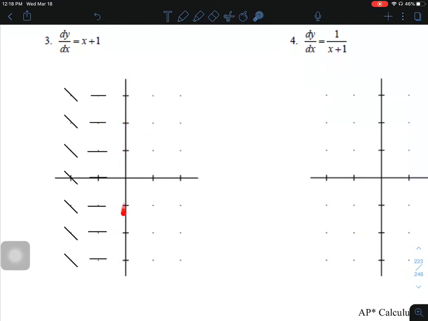In this column, all the x values are 0. 0 plus 1 is 1 every time, so all these slopes are positive 1. You are just estimating what you think this slope looks like. Make sure you get the positivity or negativity correct.